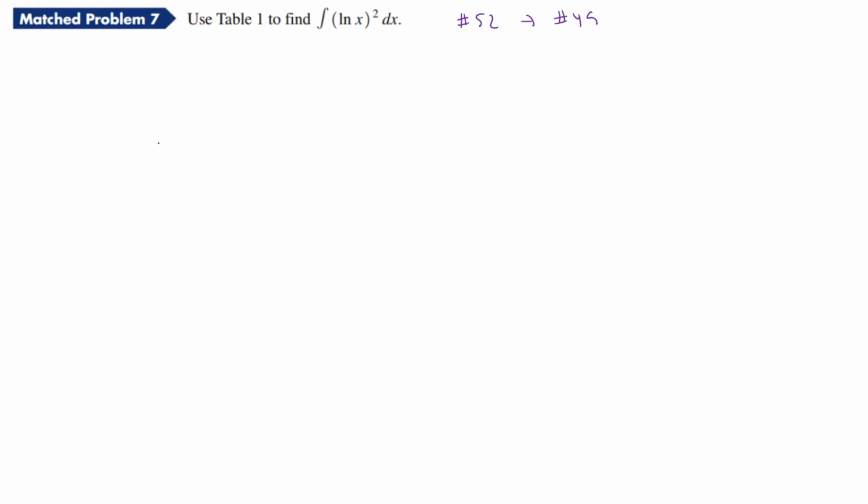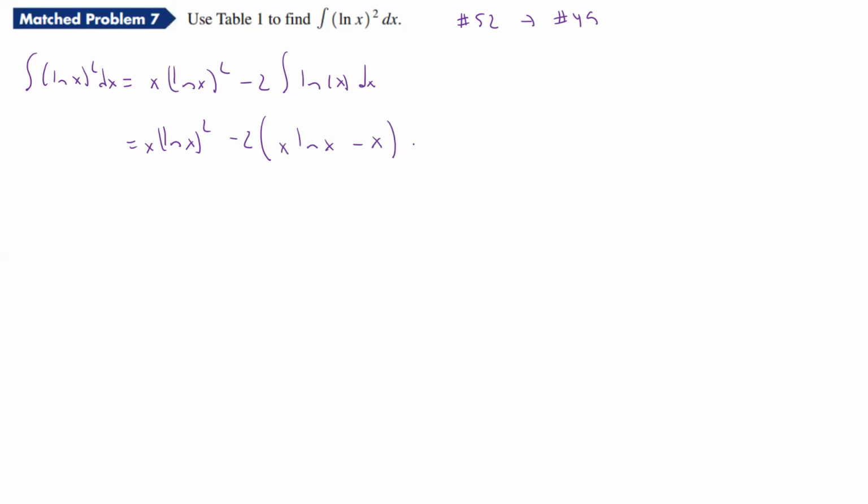Okay. All right, so first things first, 52 says we have the integral of ln of x squared dx, we're going to get x ln of x, the quantity squared, minus 2 times the integral of ln of x dx. But now 49 says, okay, well, we can break this one up. And so if we bring this down, we have x ln of x quantity squared minus 2 times, now this is x ln of x minus x. And then we have our constant of integration out there.